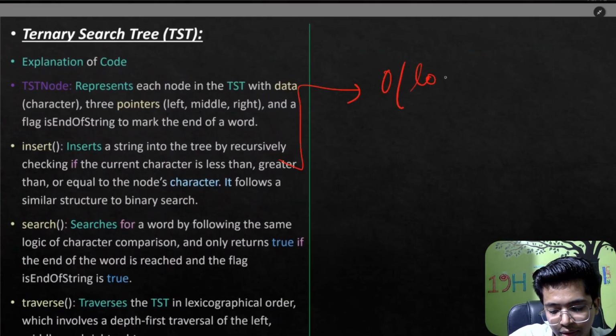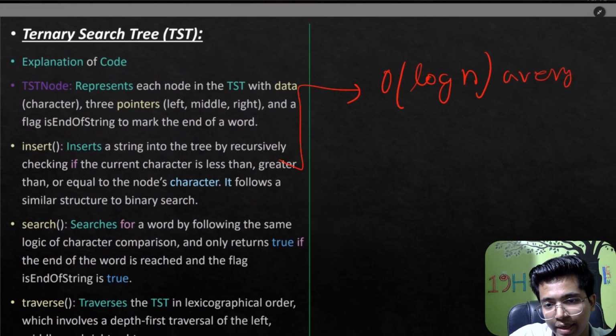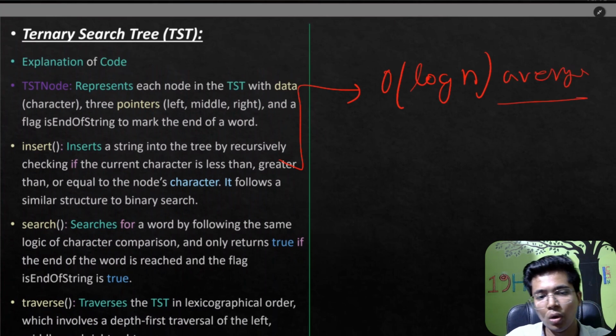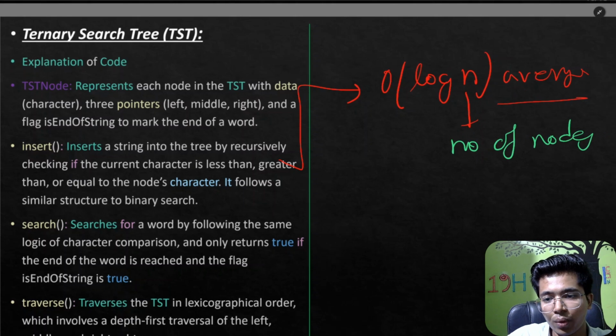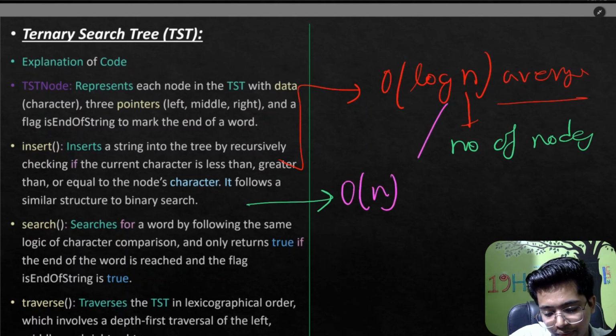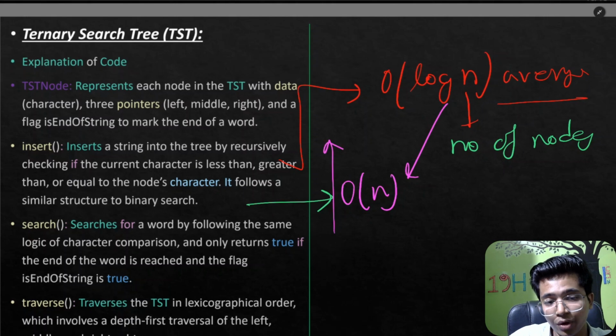Big O of log n, all those take big O of log n in the average case, where n is the number of nodes. And in the worst case, if the tree is not balanced, in case of an unbalanced tree, the time complexity goes up to big O of n.